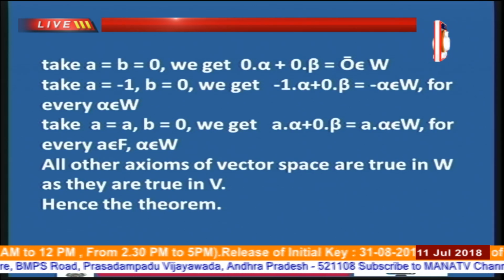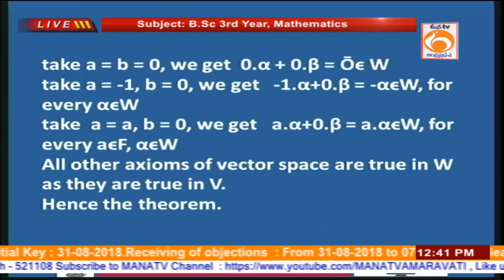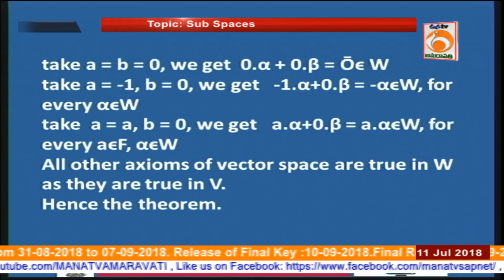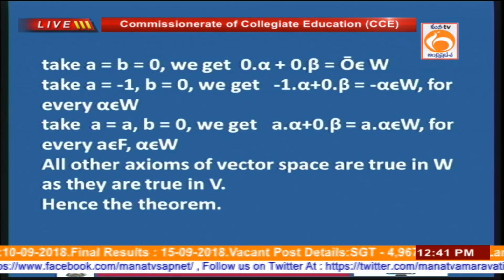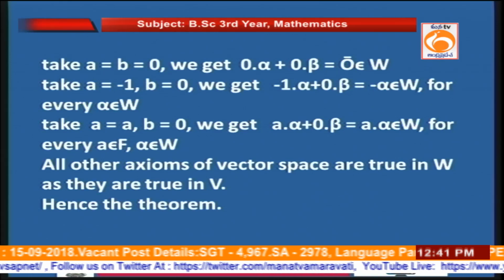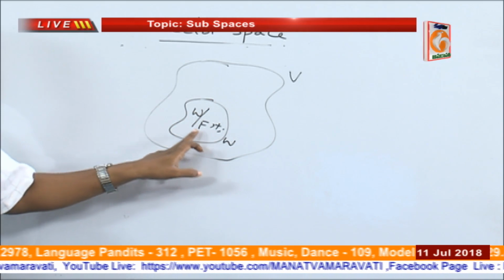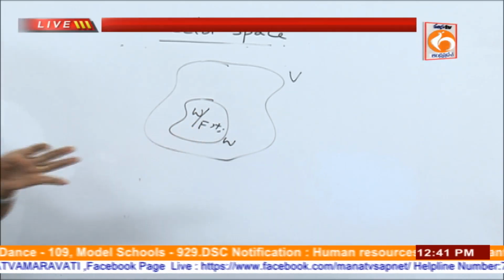Now what else? All other axioms, you can see, these are all equations: associativity with respect to addition, abelian property with respect to addition, and all distributive laws. They follow automatically as they are true in V, because they are already true in V. So automatically they are also true in W. Is it clear? So hence the theorem.